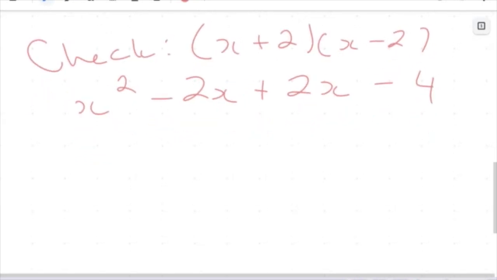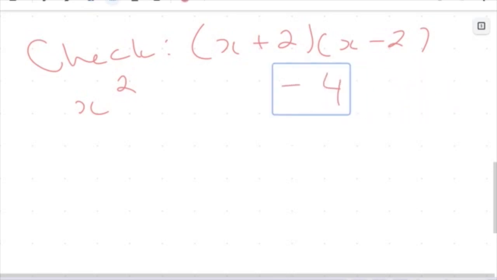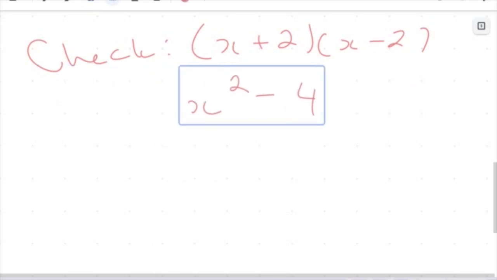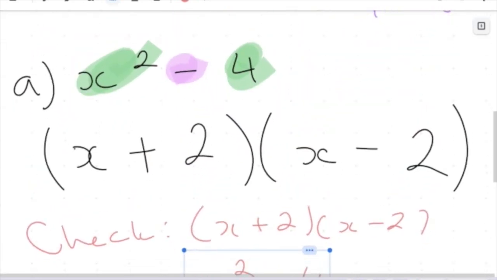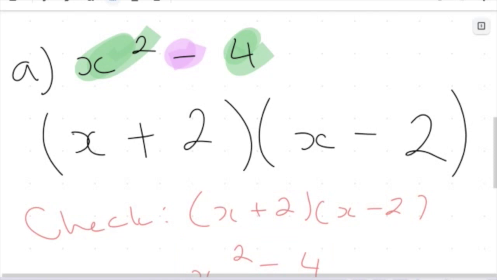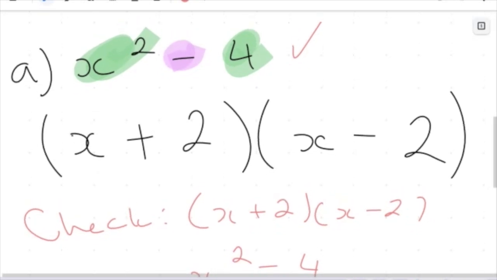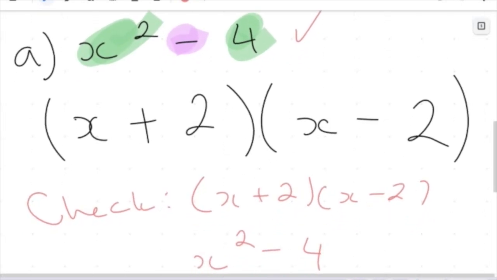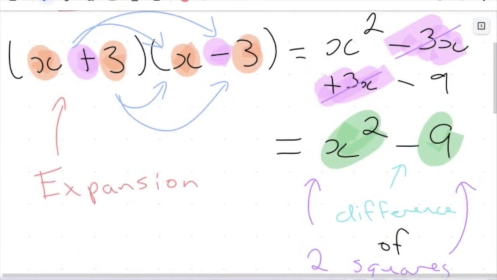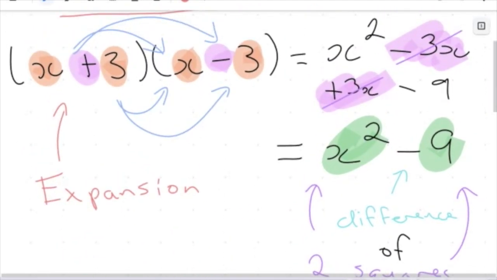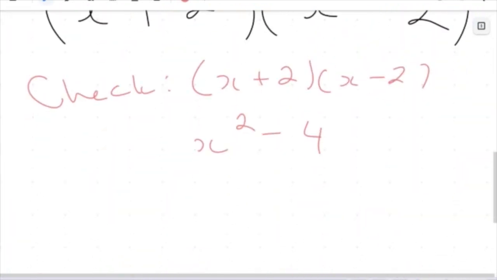And once again, my negative 2x and my positive 2x are going to cancel out. What do I get as an answer? I get x squared minus 4, which is what we had up here. So I have factorized this the right way. And this is what we're going to do for all of the examples in this video. We are looking at, in essence, recognizing the patterns that we learned from FOIL and just going the other way. So let's try a couple more examples.